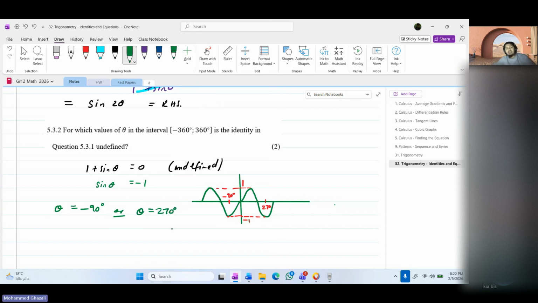That's it. That's when the sine graph is -1. We only want -1, not +1. Right, so great. That's the reason why it was 2 marks. You could have just written down the two answers and got the 2 marks.